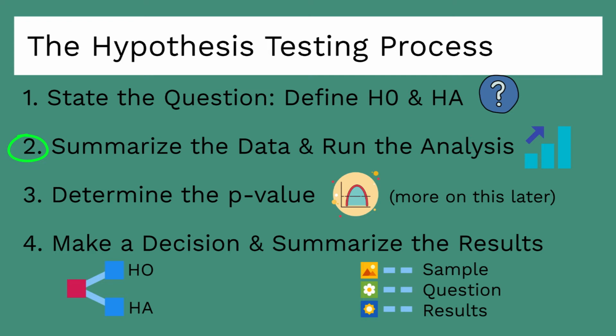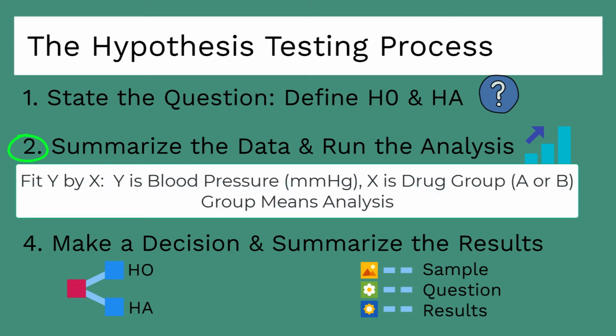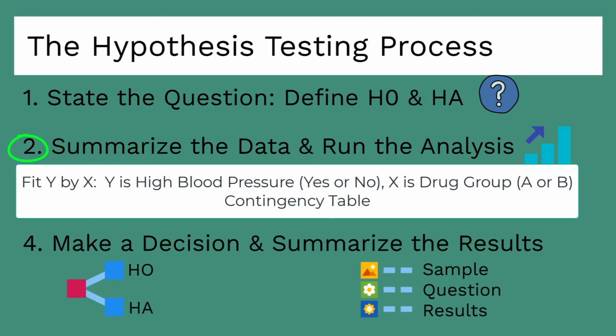Then we'll run the analysis on our bivariate analysis, and we will look at those who took drug A and those who took drug B and see if they have different blood pressure measures after taking the medication. That would be a group means analysis if we looked at the continuous measure for blood pressure. It could also be a contingency table analysis if we looked at whether or not people have high blood pressure versus low blood pressure in each of the two drug groups.